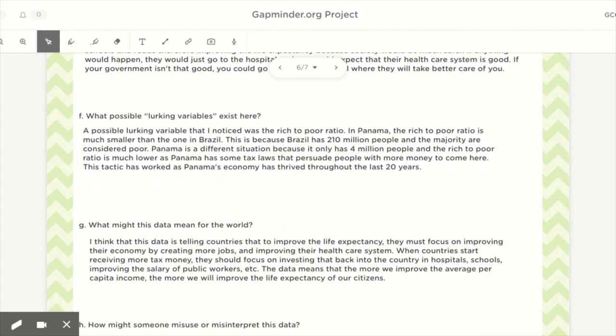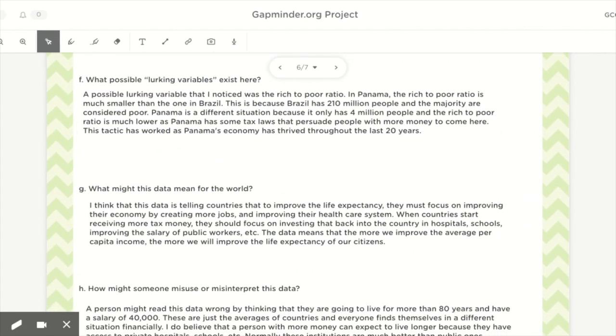So what do I think is a lurking variable right here? A lurking variable that I think I noticed was the rich to poor ratio. In Panama, the rich to poor ratio is much smaller than the one in Brazil. This is because Brazil has 210 million people, and the majority of those are considered poor.